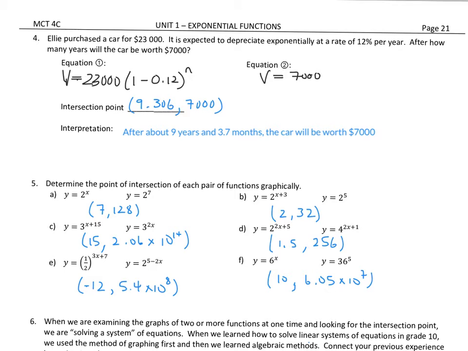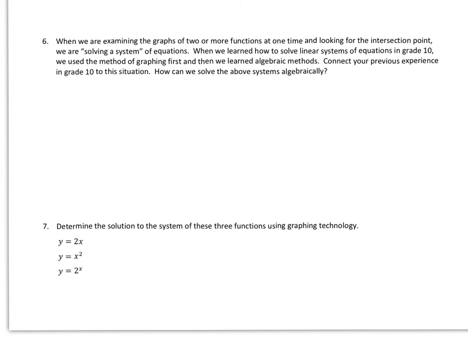Okay, hopefully you put those in. Now you'll notice that C, E, and F, the Y coordinates ended up being in scientific notation because they're so huge. So that leads us to talk about question number 6. When we're examining the graphs of two or more functions at one time and looking for the intersection point, we are solving a system of equations. When we learned how to solve linear systems of equations in grade 10, whether you did academic or applied, we used the method of graphing first, and then we learned our algebraic methods. Connect previous experience in grade 10 to this situation. How can we solve the above systems algebraically?